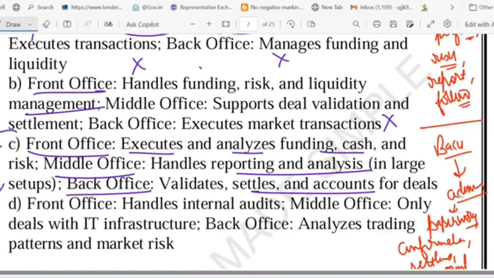What about option D? In option D they say that front office handles internal audit. No, that is wrong. Front office does not do audit. You must remember that middle office is not only IT. It is written that middle office only deals with IT infrastructure. No, it is wrong. And back office does not do any kind of market analysis. That is the middle office territory. Any kind of market analysis is done by the middle office.